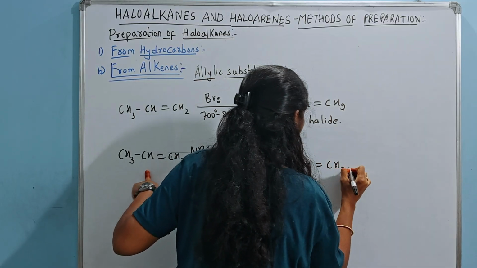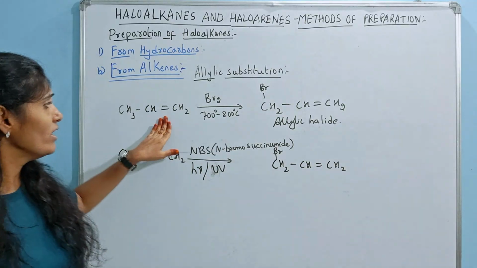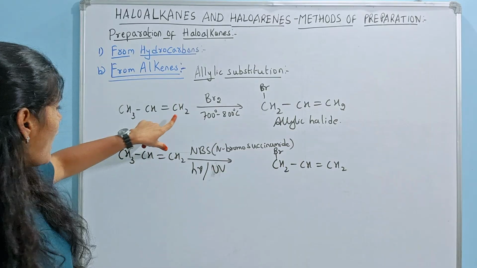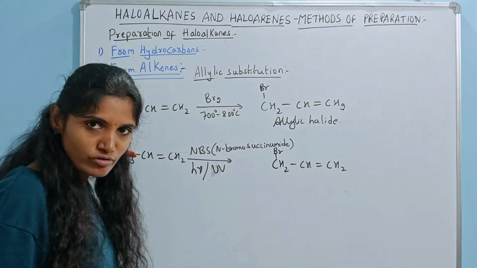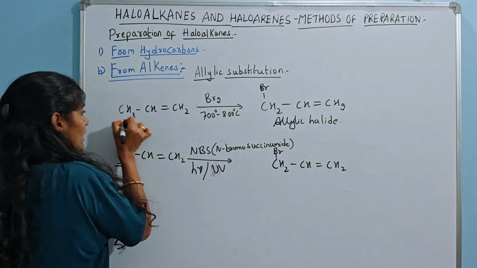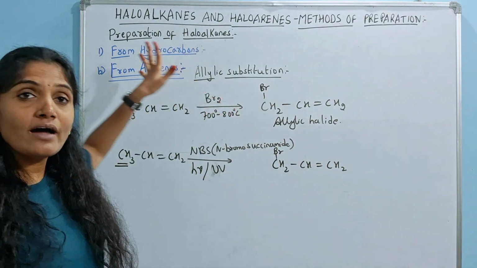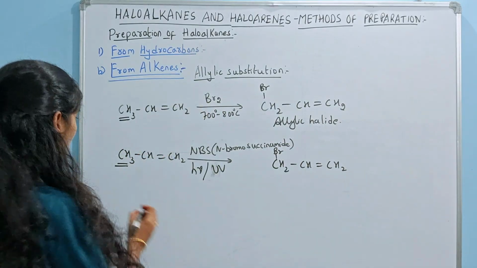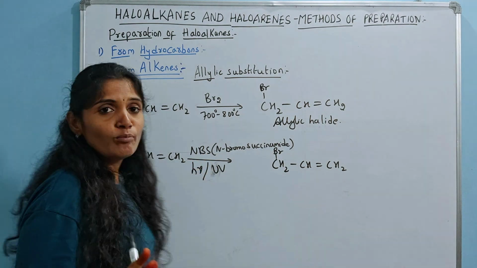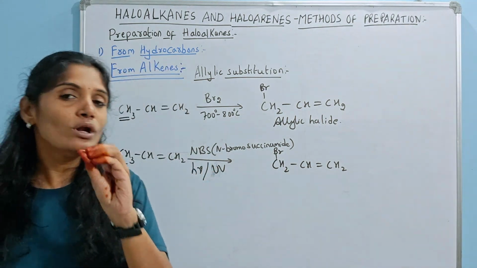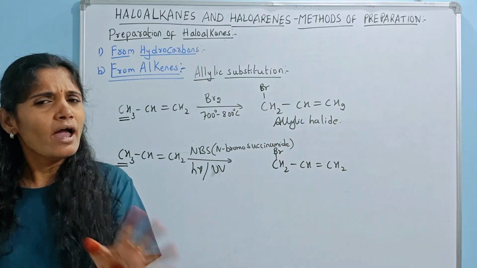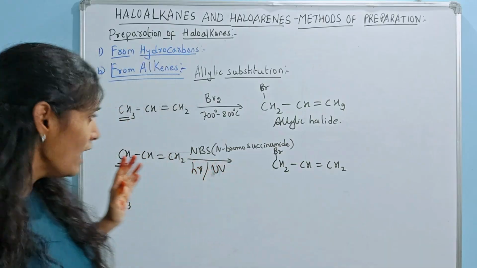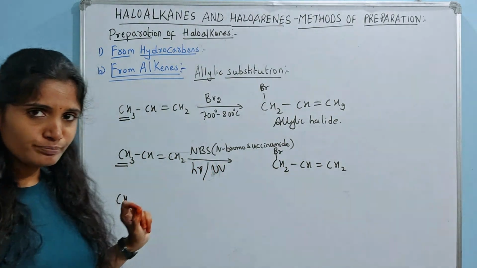CH double bond CH2. Here, we are not interfering with the double bond. The double bond remains intact, and the substitution happens at the allylic position. Because the substitution is happening at the allylic position, I call it allylic substitution. Let me take one more example. NBS can do only allylic bromination. It is used particularly for allylic bromination, and it is common sense because it has bromine. At the allylic position, it can only substitute bromine.